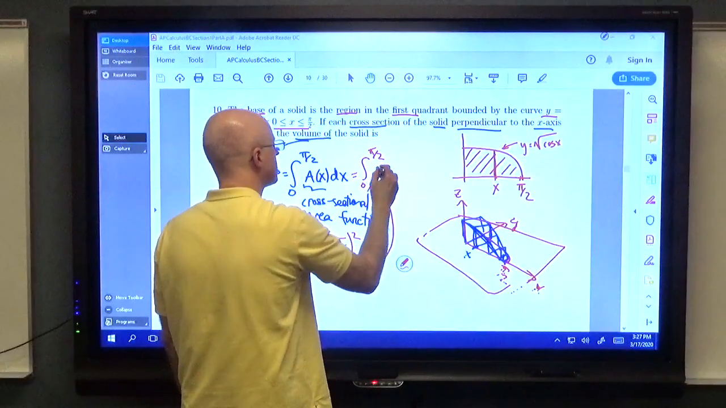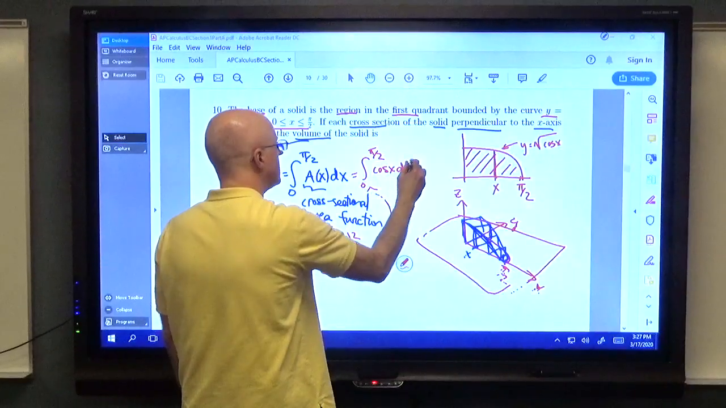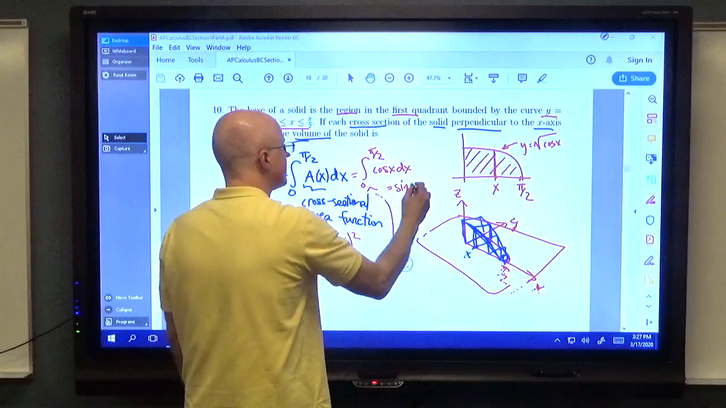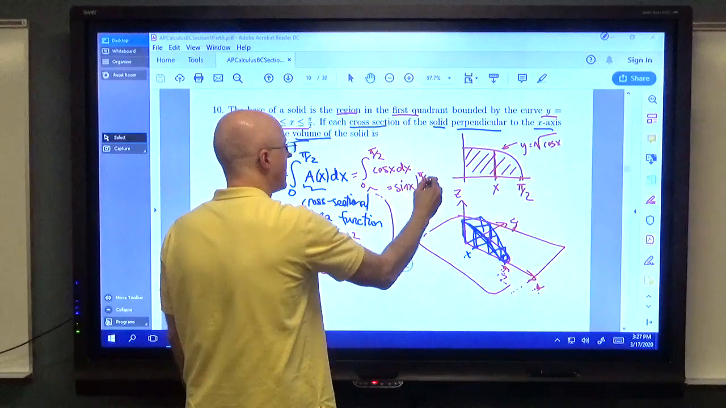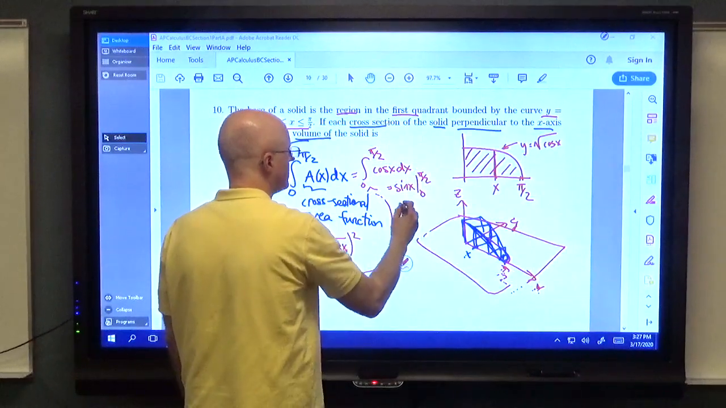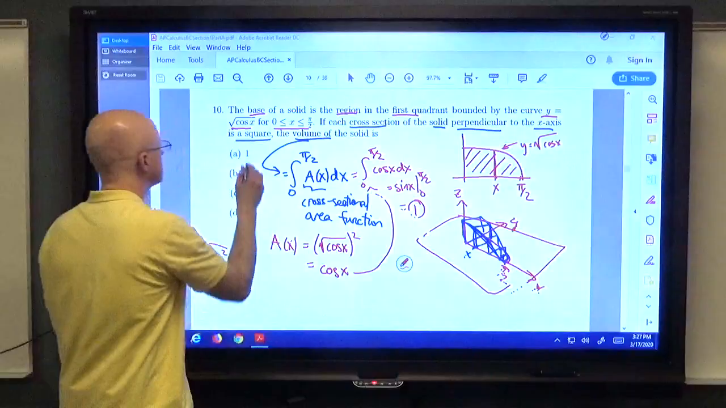It's a fairly simple integral. You get sine x evaluated from 0 to pi over 2. Sine of pi over 2 is 1. Sine of 0 is 0. And the answer is 1.